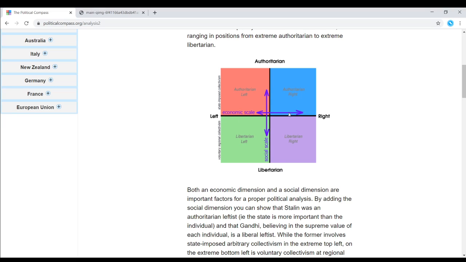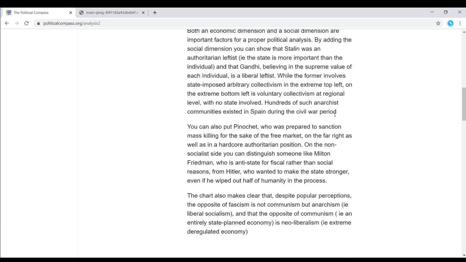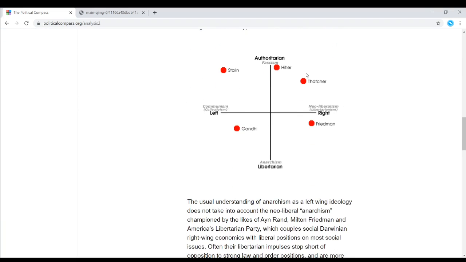Now, on the economic scale here, we have left and right. On the left side of the economic scale, you usually advocate for more government control in the economy, or you'll advocate for more of a socialist ideology. And on the right side, it's more free market, less control of the government in the economy. So I'm going to be taking this test, and if we go even further down, we'll actually see some prominent figures in society.